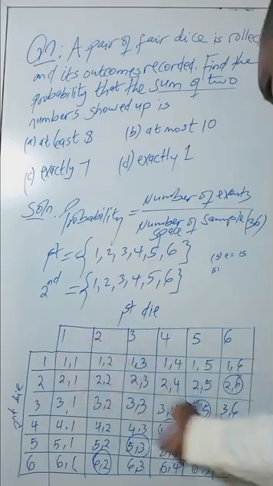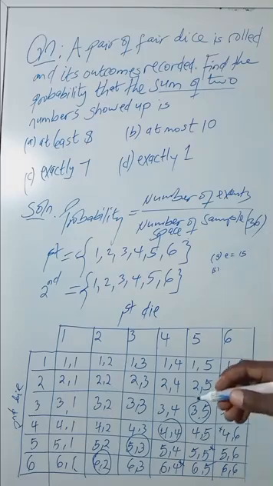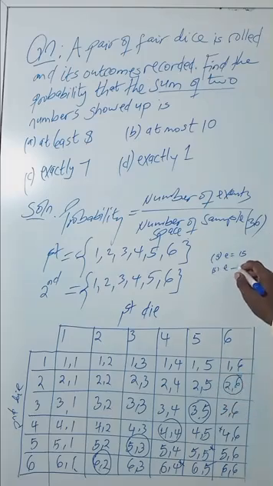Since that side has very many numbers and above 10 there are very few, let's count those which are above 10 to simplify our work. Above 10, I can see there is 1, 2, 3. So there are only 3 events which are above 10. So 36 minus 3, we get our events as 33. Yes, we shall get our events for B as 33.